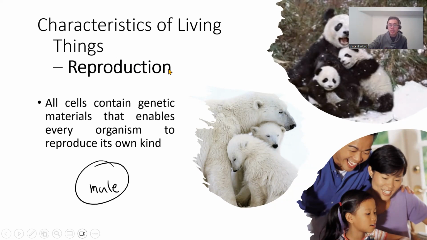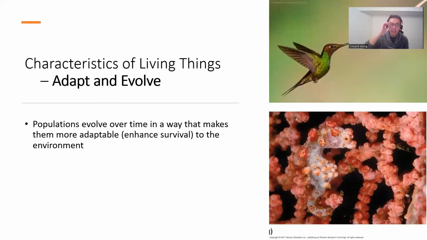So just to quickly recap, we are talking about characteristics of living things. Okay? And if you have been writing them down, we have organization and the first one, homeostasis, for the second one, growth and development, requirement of energy, respond to environmental stimulus, and then reproduction. That's right. So one more is the ability to adapt and evolve. Okay. So populations can evolve over time so that they are more adaptable to the environment that they're living in.